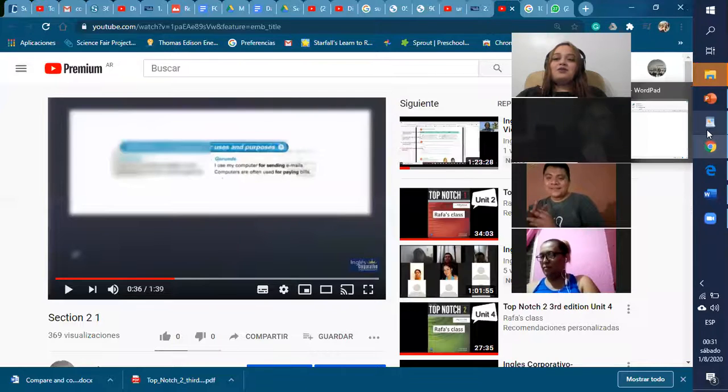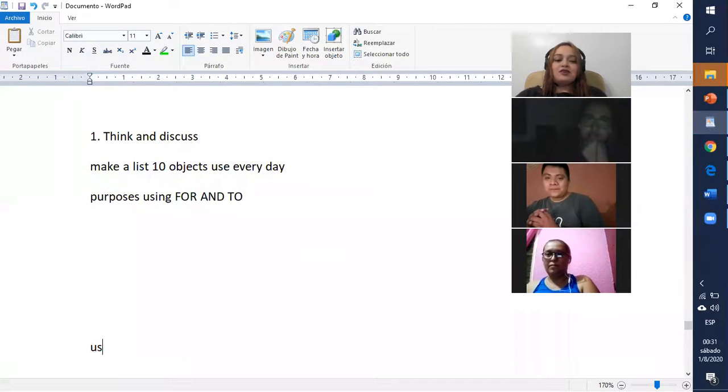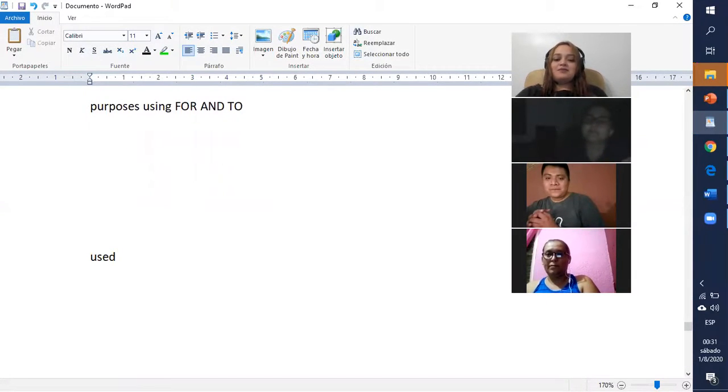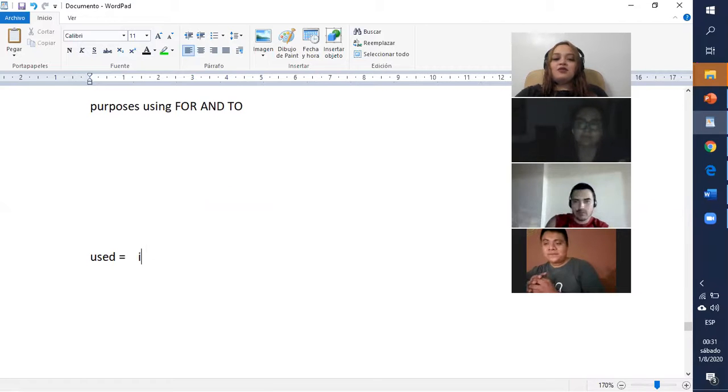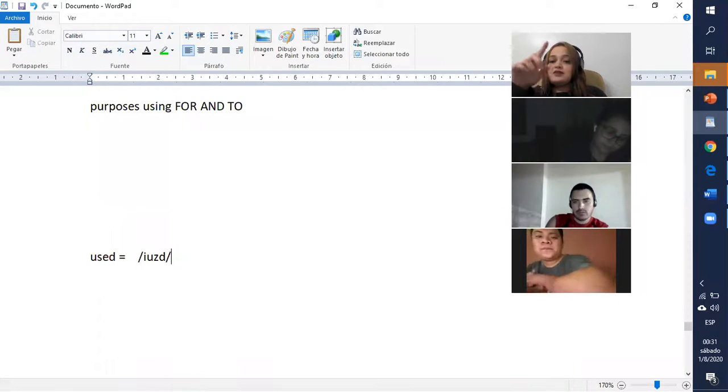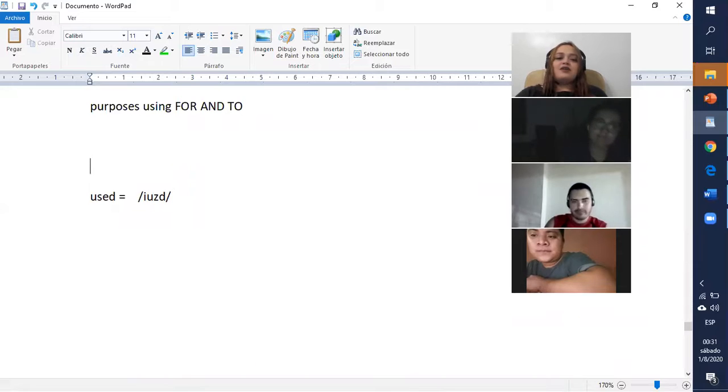The first thing I want to clarify, guys, is the pronunciation of this. How do you pronounce this? Used. You pronounce the D at the end like a Z, and you don't pronounce the E. Because I heard a lot of people say "usted." They were saying a lot of things, but not used. So that's the pronunciation, okay?